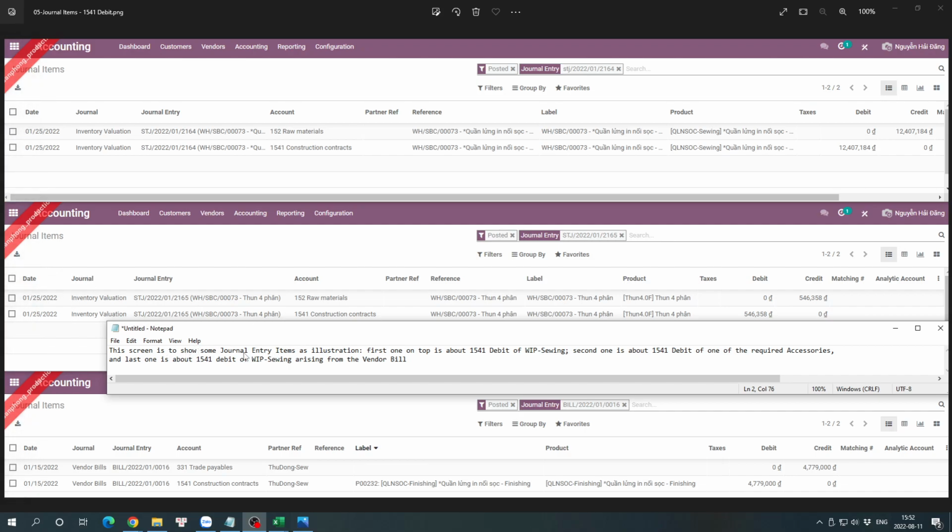There you can read my note. This is to show you the illustration. The first one up here is about the journal entries related to the work in progress ready for sewing. The second one is about accessories used for sewing. And the last one is about the vendor bill related to the sewing service landed cost.